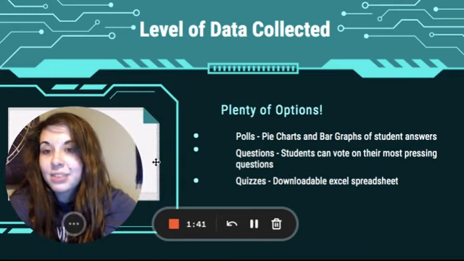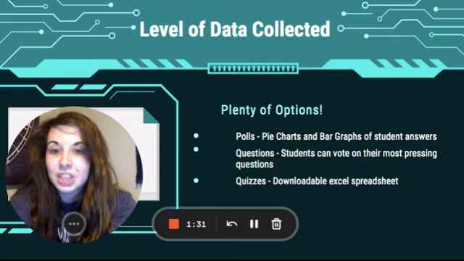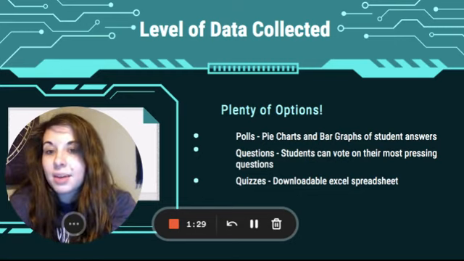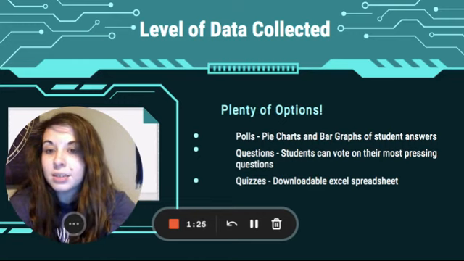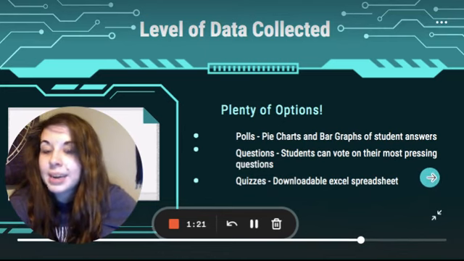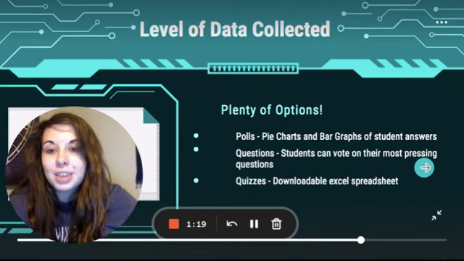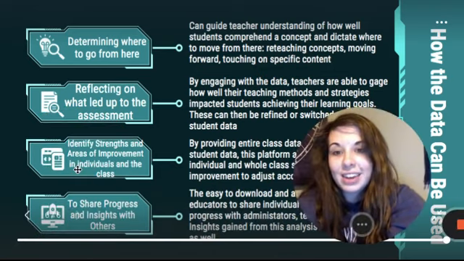The data collected from this software is immense, and there are plenty of options. You can have pie charts and bar graphs and downloadable spreadsheets from polls. They can auto-populate immediately on the screen or only for the teachers. You can also gather data from the social Q&A, where you can see which questions a lot of students have and questions that maybe not as many do. The downloadable spreadsheet, however, is very beneficial when analyzing data.